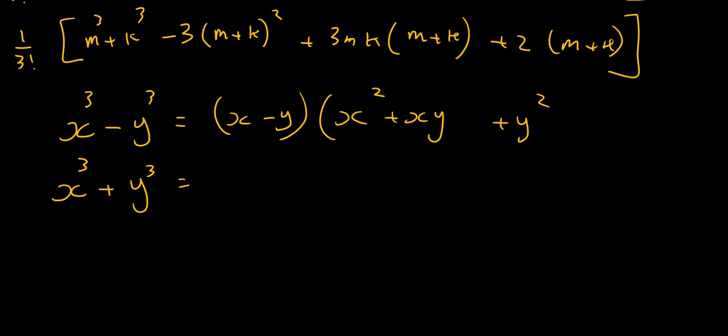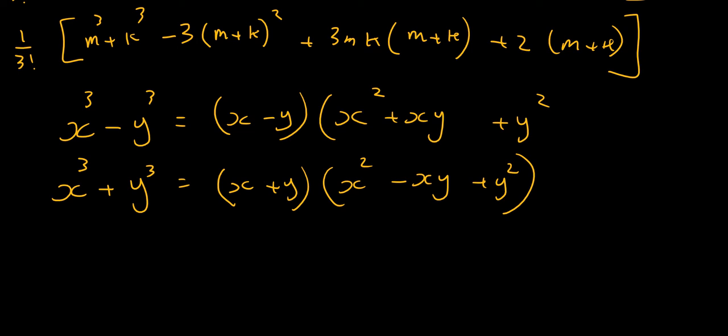With ours, we've got x cubed plus y cubed, which is x plus y, times x squared minus xy plus y squared. So the rule is: wherever the sign is here becomes the sign here. So let's do that then.